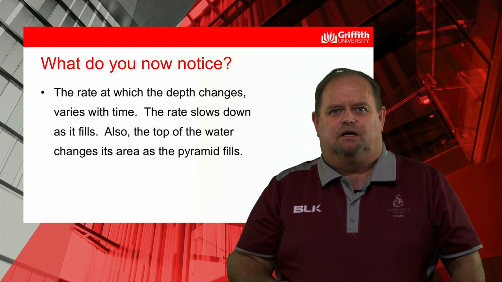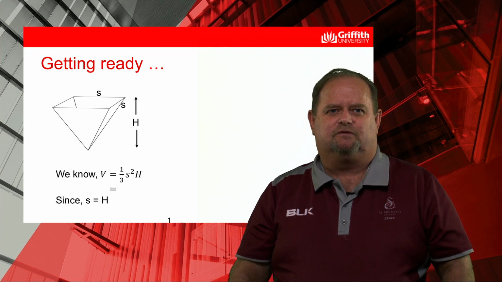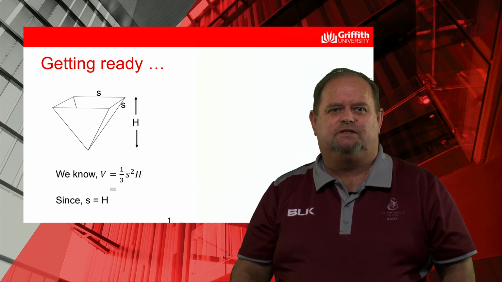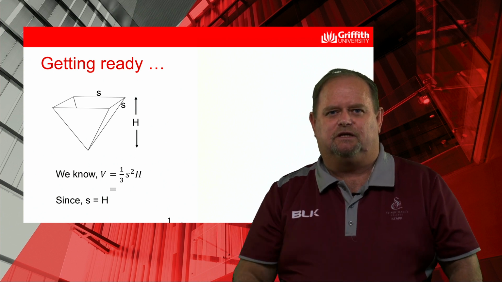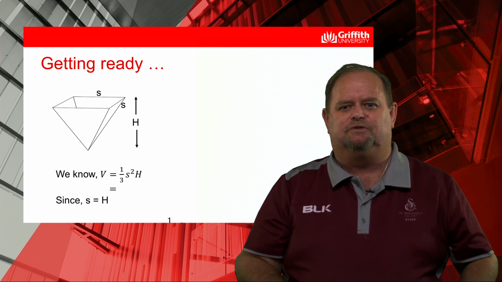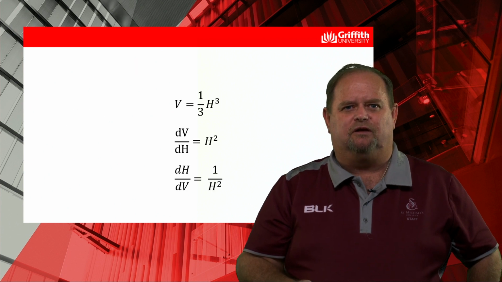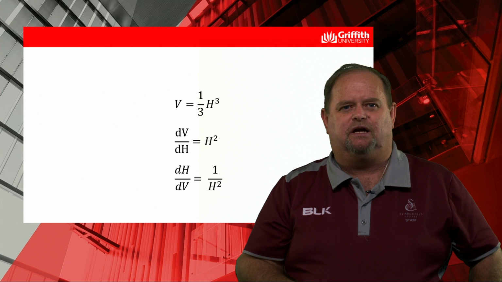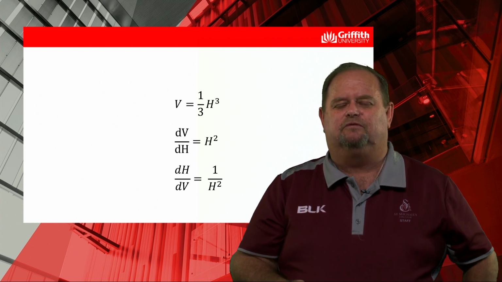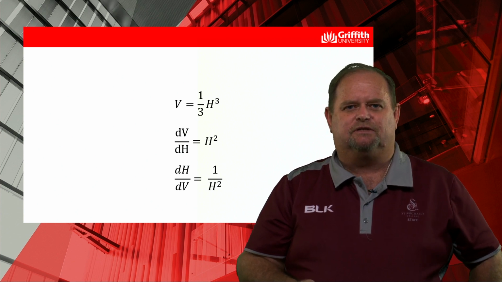So if we were to get ready, then we know that the volume of the square base pyramid is equal to 1/3 s squared h, but we know that s is equal to h. So, missing there, you get 10 points for telling me that the volume is equal to 1/3 h cubed. And so once we know that, we can then find out what dV/dh is. dV/dh is h squared, and therefore we know that we're going to go for the reciprocal of that, so dh/dV is equal to 1 over h squared.